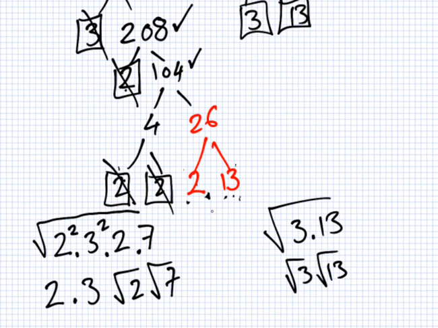One, 2, 3, 4, 5, 6, 7, 8, 9, 10, 11, 12. We have everybody. Yeah. Okay, got it now?